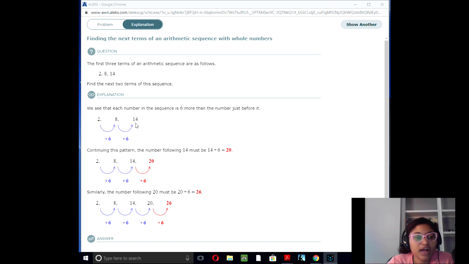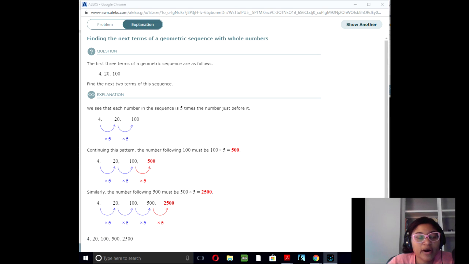So in order to find the additional 2 numbers, we will just add the last number, 14, plus 6. And so we'll say 14 plus 6 equals 20. To find the next term in the arithmetic sequence, we will simply add 6 plus 20, and that will give us 26. Okay, let's move on to the next problem.